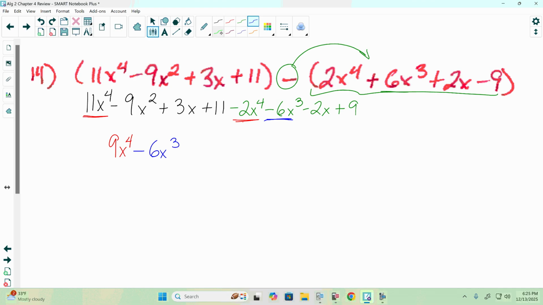Then we would go to our x squared terms. I have negative 9x squared. That's it, so it's minus 9x squared. Then we move to our x terms. We have 3x and negative 2x. 3 minus 2 is 1, so positive 1x. And lastly, our constant terms. 11 plus 9 is going to give us plus 20. Telling us that we have 9x to the fourth minus 6x cubed minus 9x squared plus x plus 20.